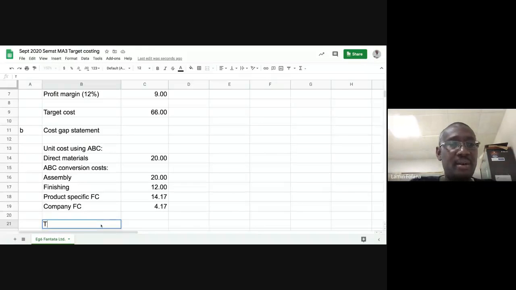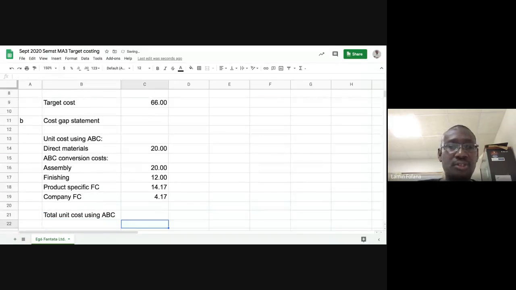So we have our total unit cost using ABC. What formula do we put here, please? Can someone lead us? What formula do we put here? Cecilia Adams, can you help us? What formula do we put here to calculate our total unit cost using our ABC? Cecilia?